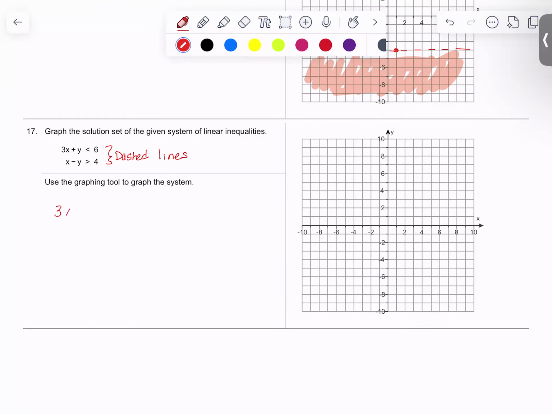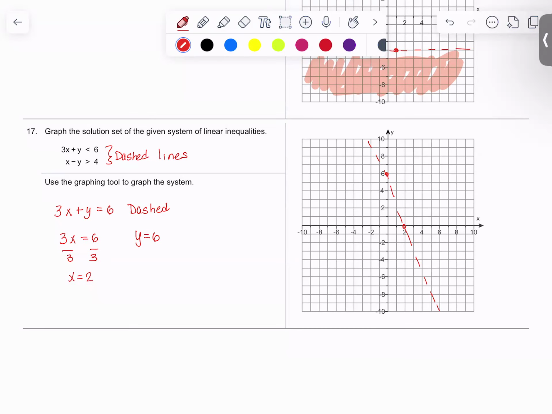So I'm going to graph the first one. I'm going to use intercepts on both of these. And again, this is going to be dashed. So the x-intercept, I set y equal to 0, divide by 3. So the x-intercept is 2. I'm going to set x equal to 0, so I get y is equal to 6. So we're going to graph 2 and 6, and we're going to graph that as a dashed line. Let's see how well I can do this.